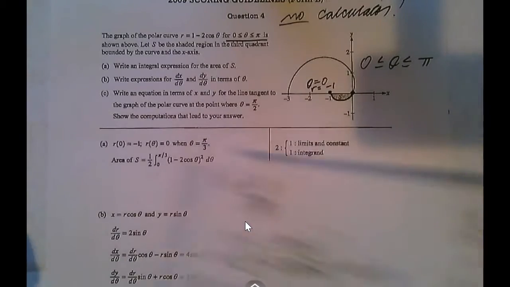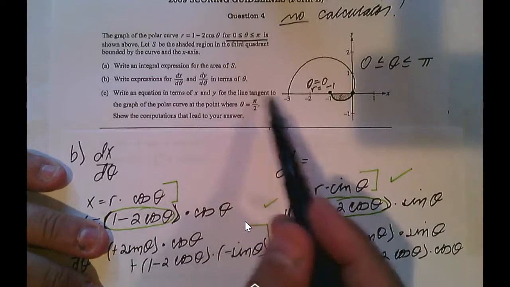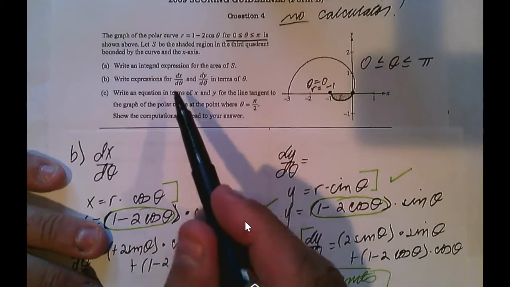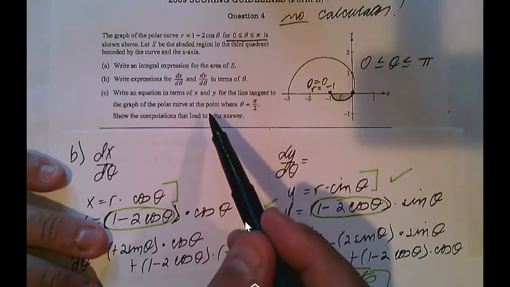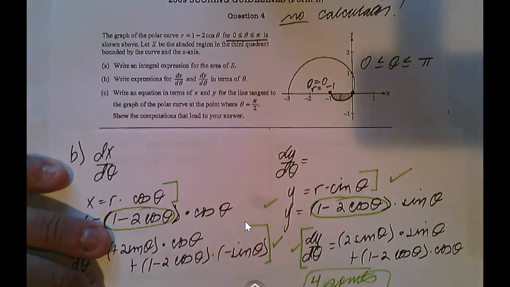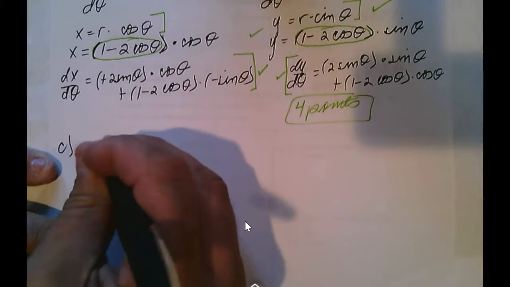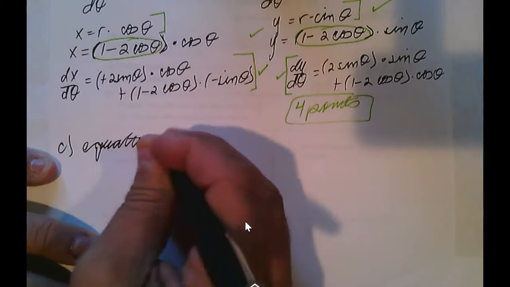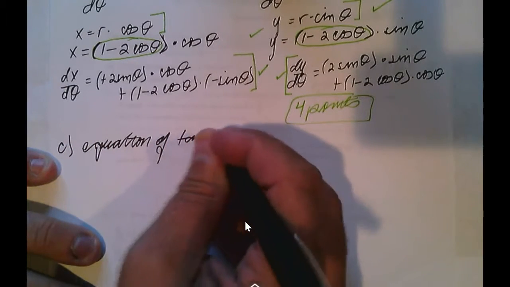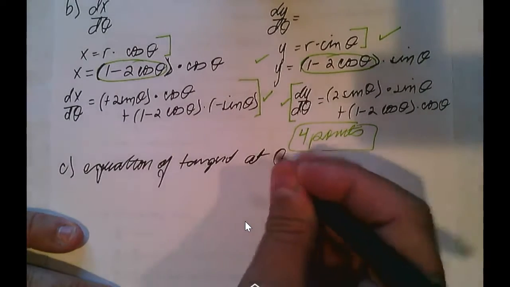Part C, write an equation in terms of x and y for the line tangent to the graph of the polar curve at the point where θ equals π/2. Show the computations that lead to your answer. Okay, I want to move this up here. So we want the equation of the tangent at, what was it again? At θ equals π/2.